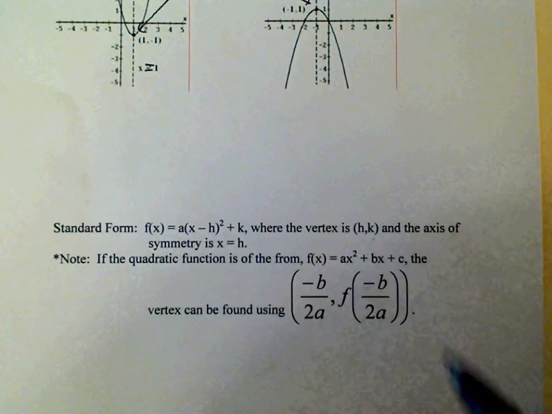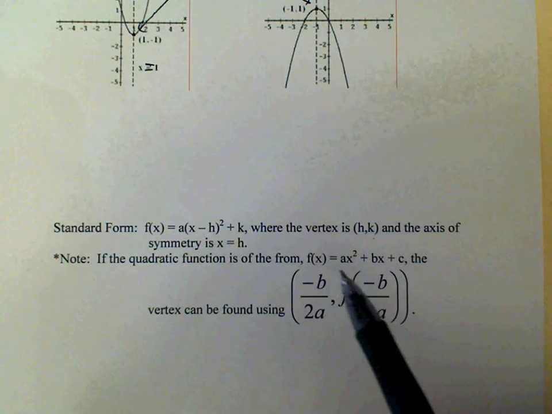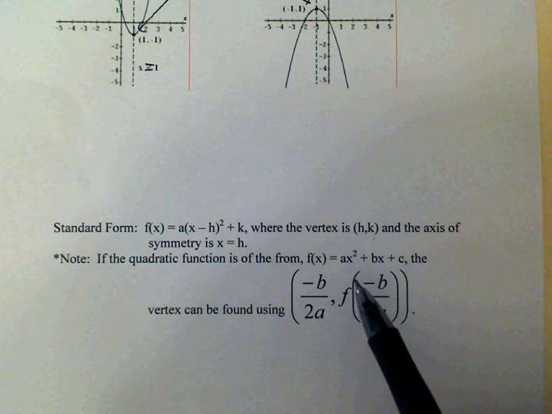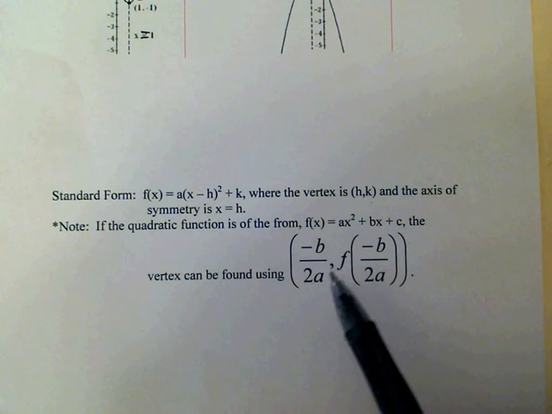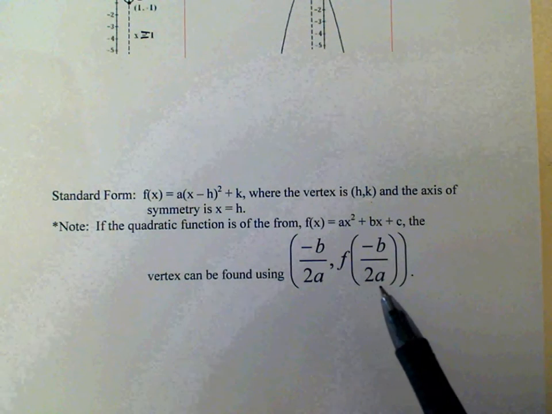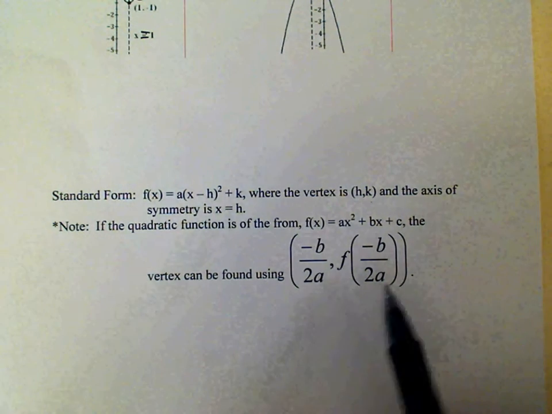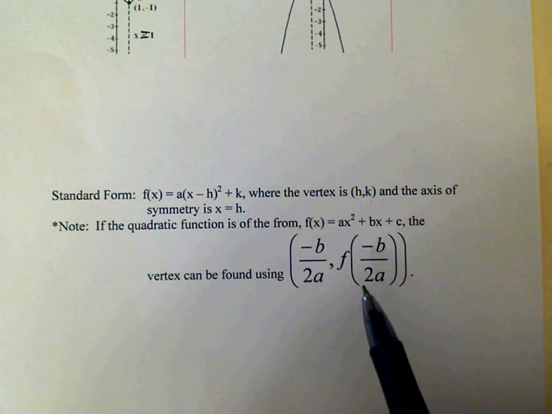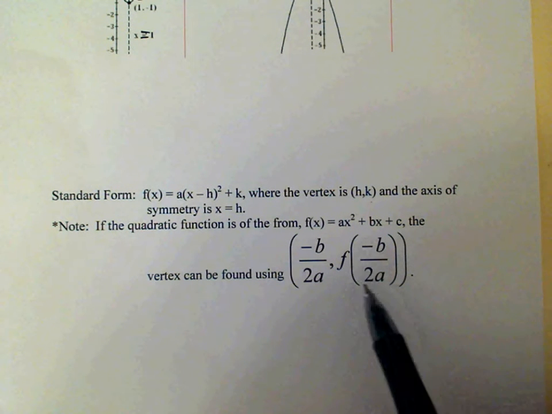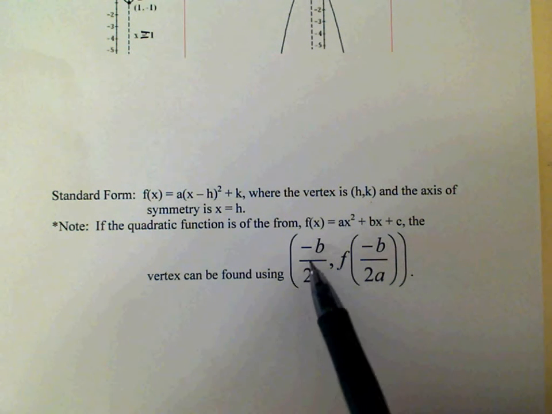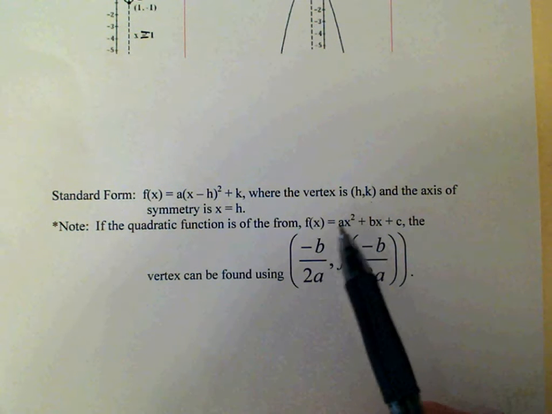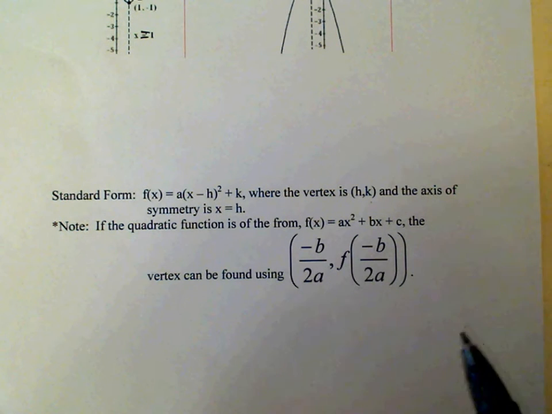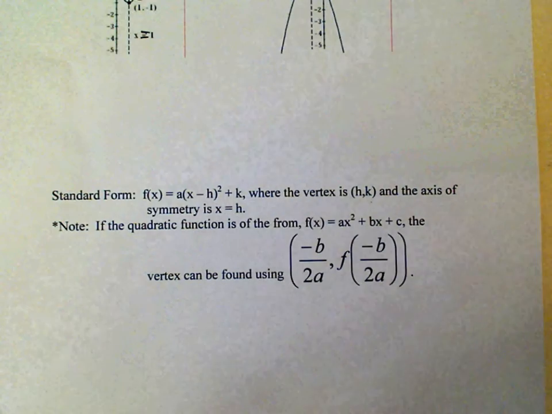Now, if the quadratic function is of the form f of x equals ax squared plus bx plus c, we're going to use a little formula to help us find the vertex. This is the easiest way to do it. There are other ways, but we're going to use this. Negative b over 2a, and what f of negative b over 2a means is whatever you found for the x value, you substitute that into the original function to find the y value of the vertex, or the h and k values. That's just a little setup.